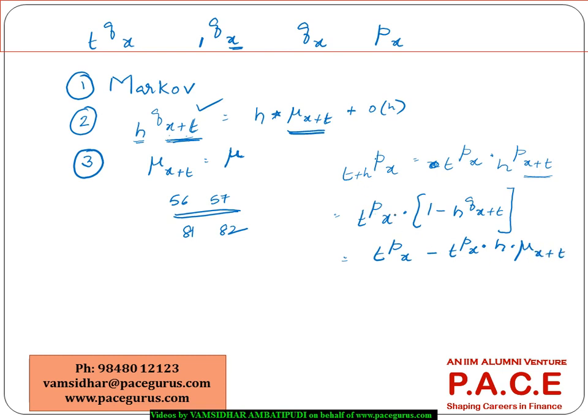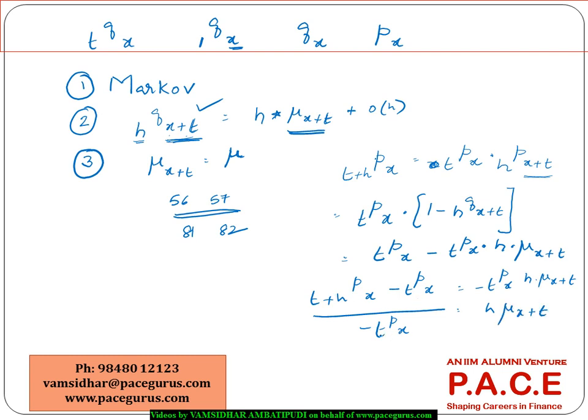Right? So now doing a small arithmetic, t+hPx minus tPx, right? t+hPx minus tPx is equal to minus tPx times h mu x+t. Fair enough. Now I take this down, minus tPx. This becomes h into mu x+t.